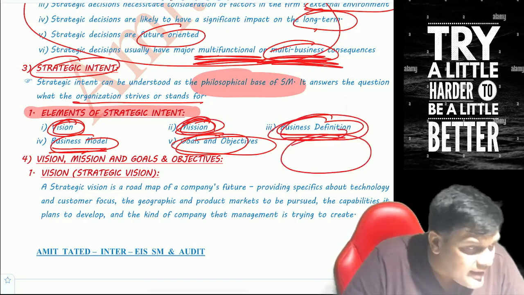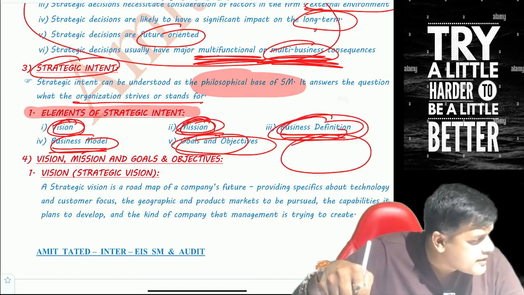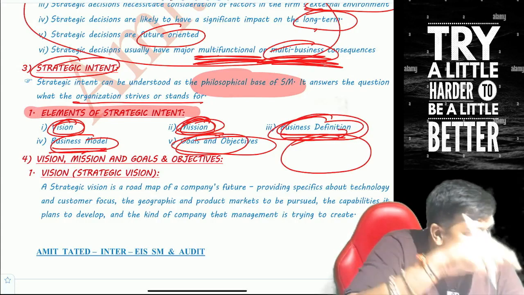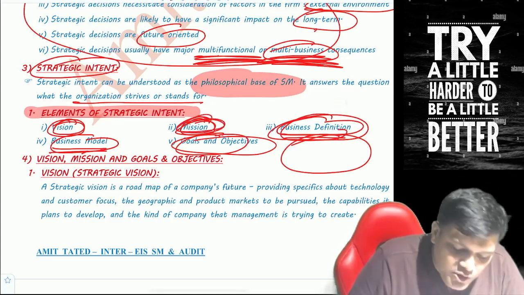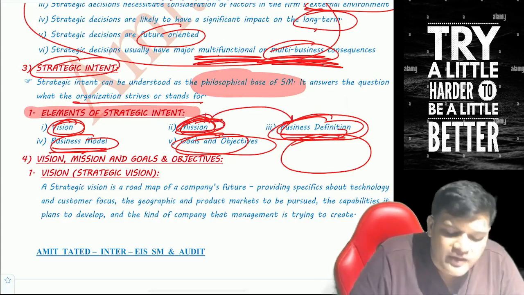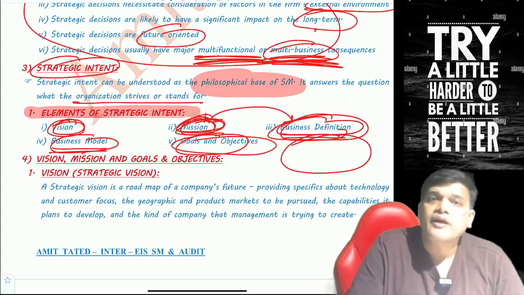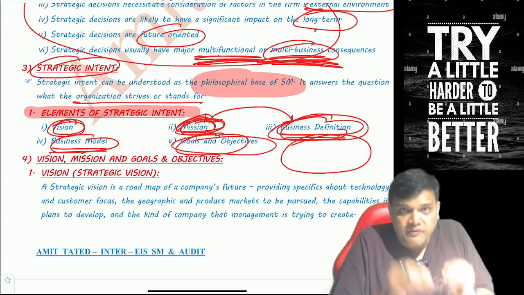My mission is current. Right now, I am on a mission for Kerala, for strategic management. This is my mission. So don't mix mission and business definition. Both are current, but mission is specific. Specific current.